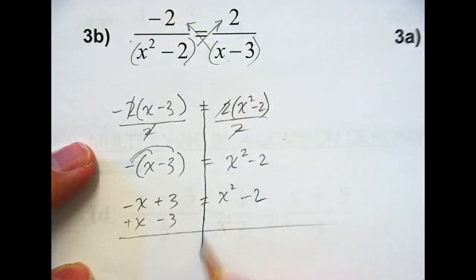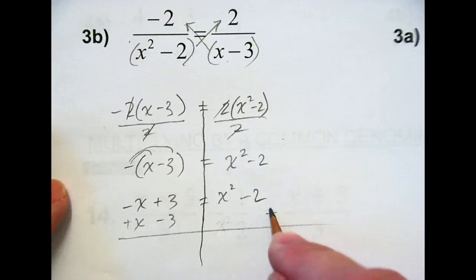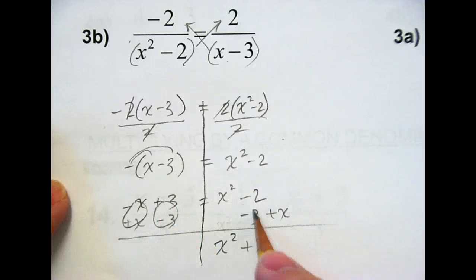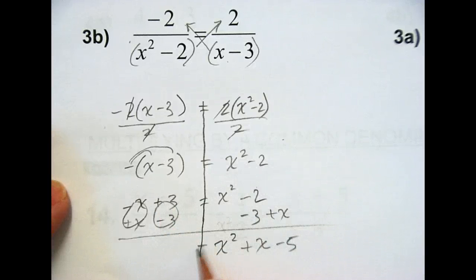So if we deal with that, we've got to add that x. We don't have a like term there, but we do have a like term with the subtracting 3. So we get x squared, plus x, and then that's gone. We have minus 5. All that equals 0.